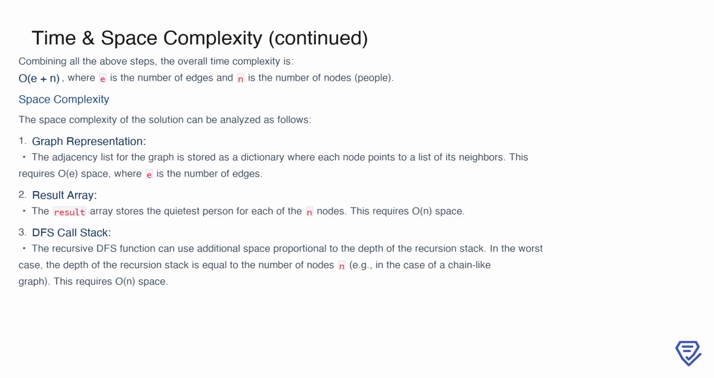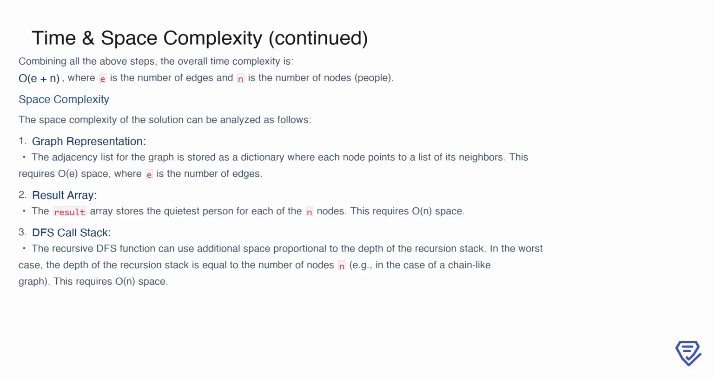Now, let's look at the space complexity. First, the adjacency list representation of the graph requires O(E) space, as each edge creates an entry in the list. Second, the result array, which stores the quietest person for each node, takes O(n) space since there are n nodes. Finally, the recursive DFS calls can use additional stack space proportional to the depth of recursion. In the worst case, this depth equals the number of nodes, requiring O(n) space.